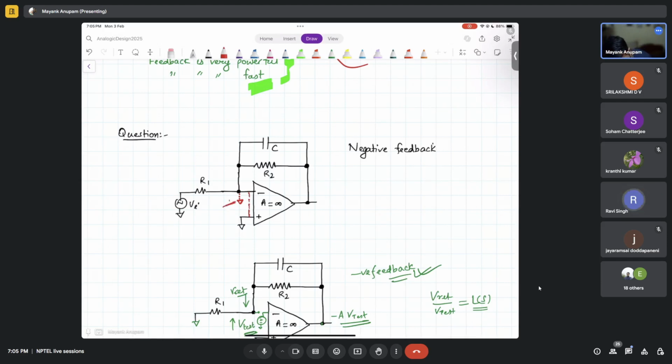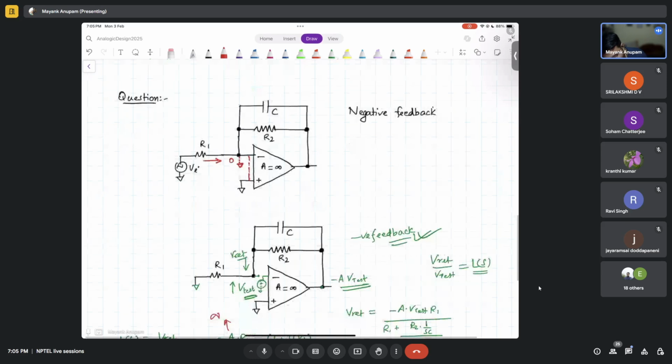So this point here will be a virtual ground. So what will be the voltage here? It will be zero, isn't it? So what is the current that is going to flow? It is going to be Vi by R1, right?